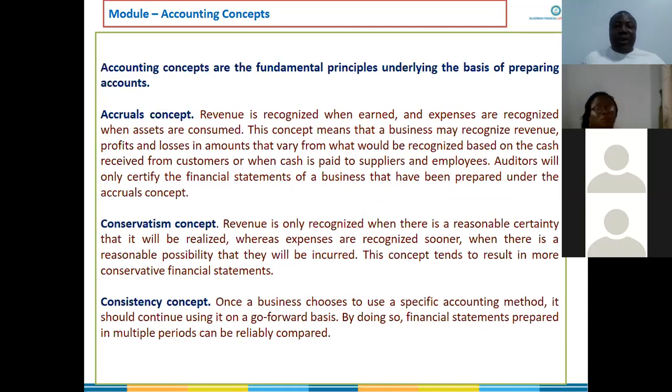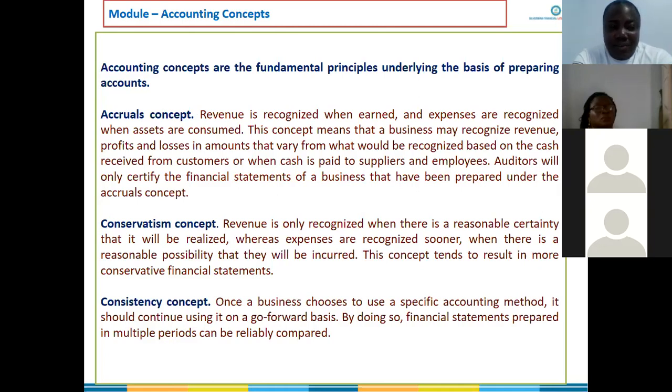So we are going to look at what we call the accounting concepts. Do you have any knowledge about what we call the accounting concepts? What are the concepts in accounting? Okay. So the accounting concepts are fundamental principles underlying the basis of preparing accounts. We are going to see the reason why they are fundamental. There are some things that enable us to do the way accountants do their things, the way even accountants behave. You are going to see it today.